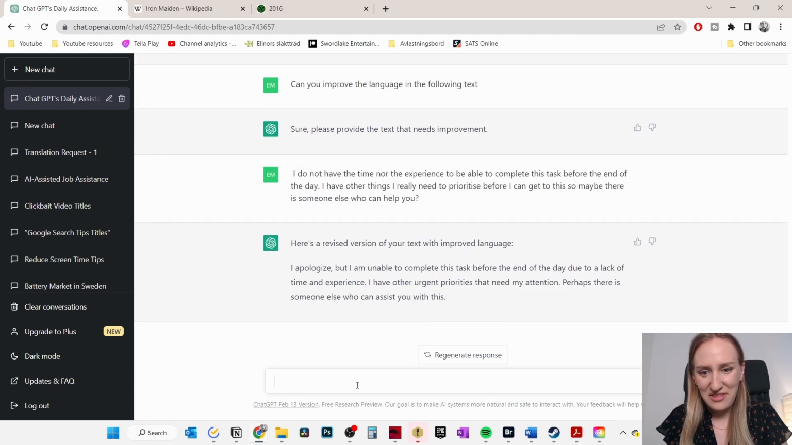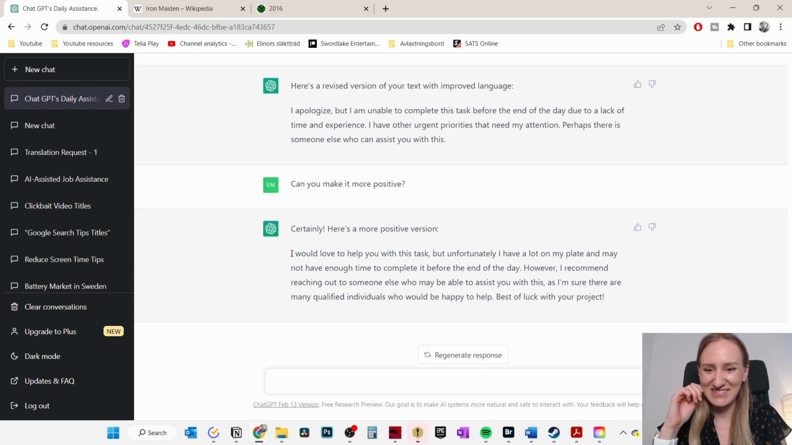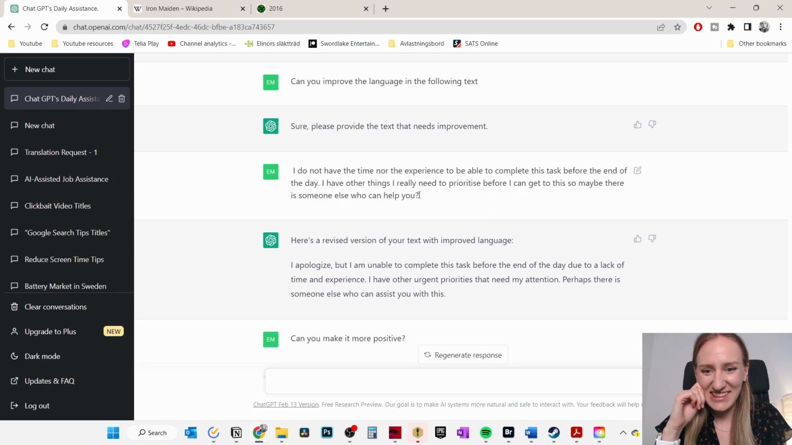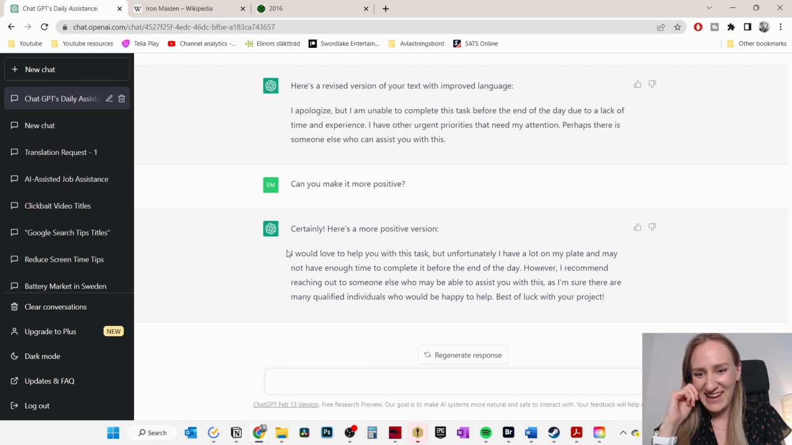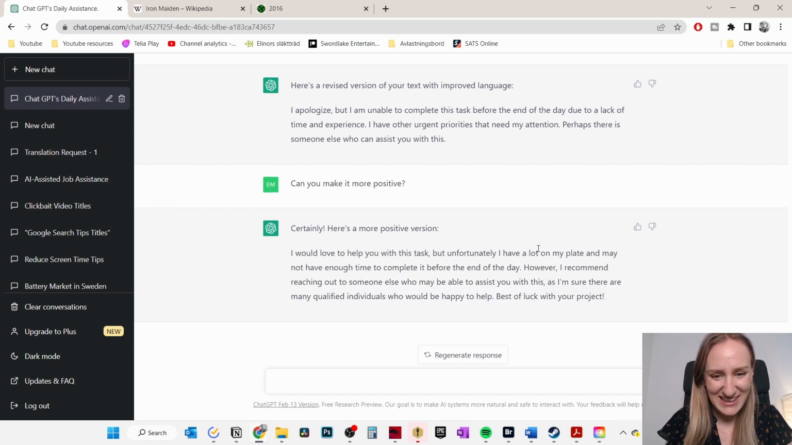Okay, cool. So it has really professionalized my text, which is super nice. I think it sounds a bit negative, so let's see if it can help me write it in a bit more positive sense. Yeah, okay, this is exactly what I need. Looking at this text, it was improved to the super professional version, and then ChatGPT just made a positive version of it for me as well. It's just amazing, because this sounds so much nicer than the one up above.